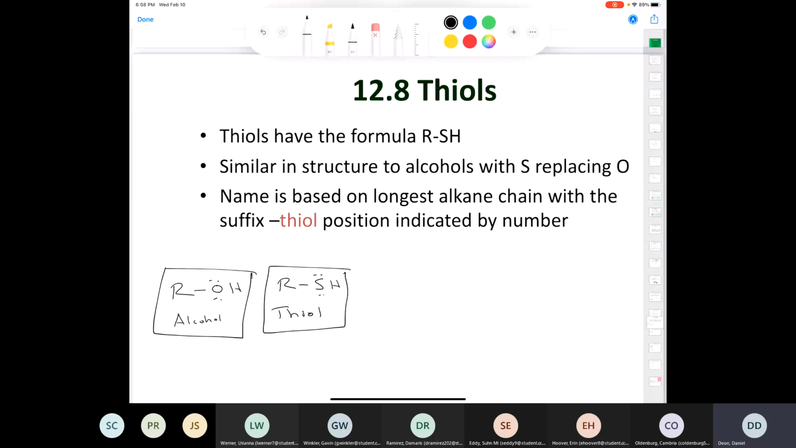Not only is there a difference in electronegativity between oxygen and sulfur, there's also a big difference in size between oxygen and sulfur. Could anybody tell me which one would be larger? Would oxygen or sulfur be larger?